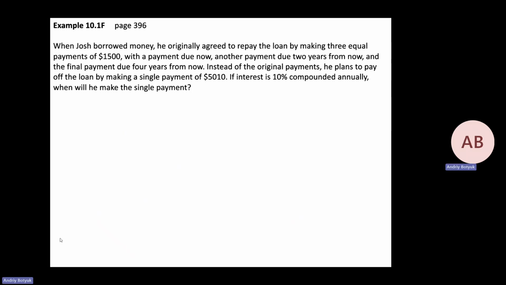When George borrowed money, he originally agreed to repay the loan by making 3 equal payments of $1,500, with the payment due now, another payment due 2 years from now, and the final payment due 4 years from now. Instead of the original payments, he plans to pay off the loan by making a single payment of $5,010 if interest is 10% compounded annually. When will he make the single payment? Okay, guys, it's all yours for the next 2-3 minutes. Do it.